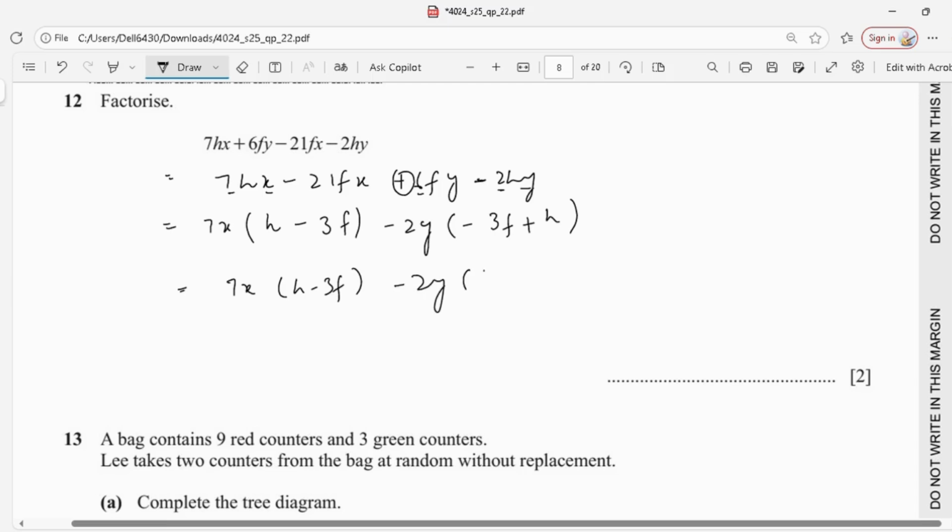Let us arrange it: h minus 3f. Taking h minus 3f common from these two terms, and 7x minus 2y will be left. The answer is (h minus 3f)(7x minus 2y).